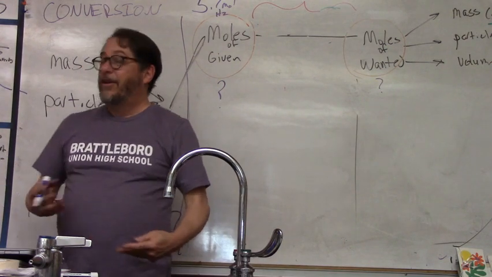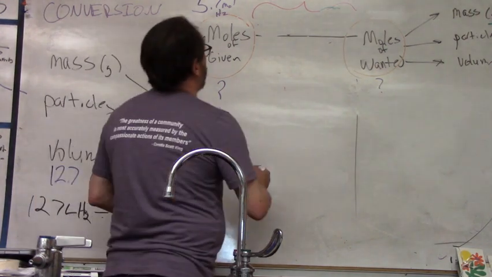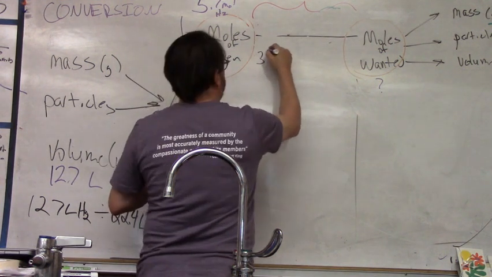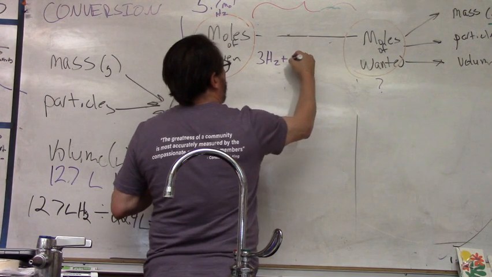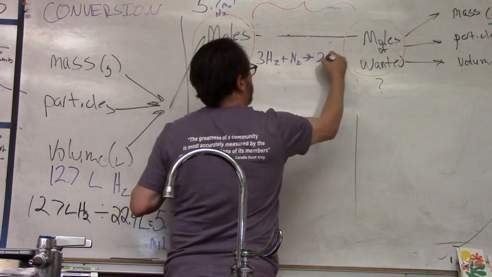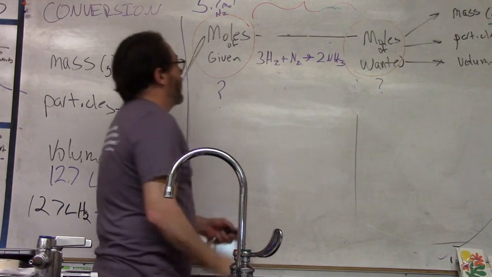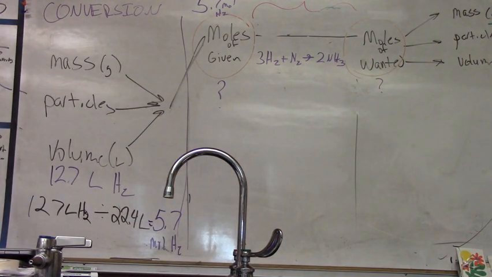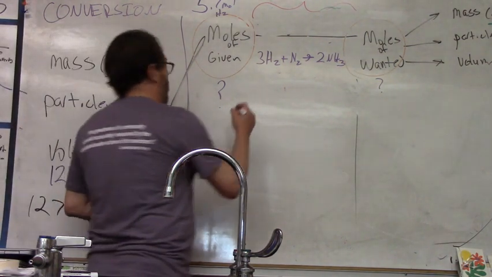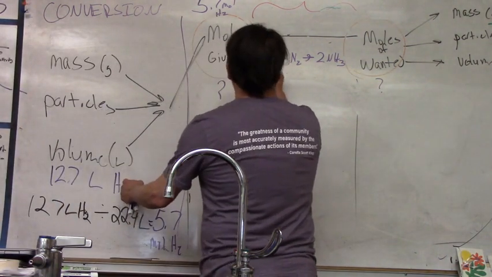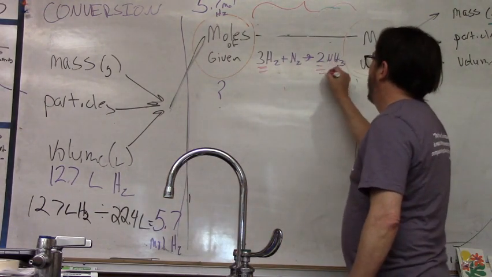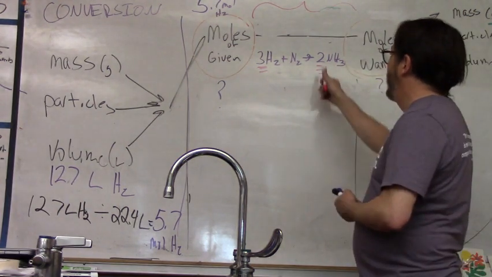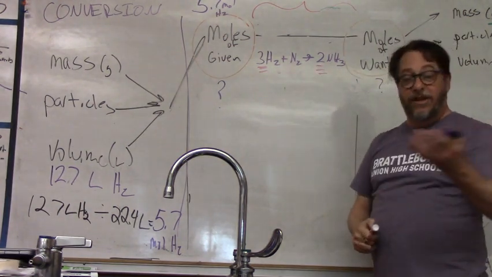And in this case, the ratio, I'll rewrite our equation right here, 3H2 plus N2 yields 2NH3. And so the ratio I'm talking about when I want to solve this is the ratio of moles of hydrogen to moles of ammonia. And that's it. That's all I have to do. And this is where what you're about to see comes from.